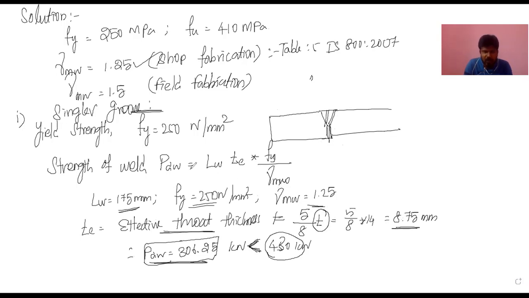If we substitute these values into this formula, we get 306.25 kilonewton, which is lesser than our applied load. This means the plate is going to reach 306.25 kilonewton load, and at that time itself the weld is going to fail. So the entire section won't take a load more than 306.25 kilonewton. The given load is 430 kilonewton. In order to resist this load, the single V groove is not sufficient. Let us move on to the double V groove.